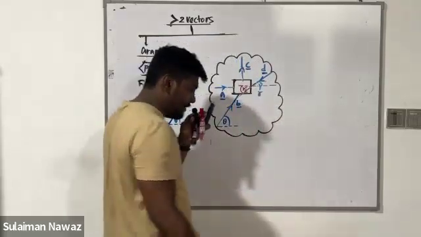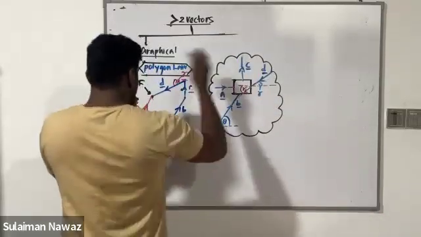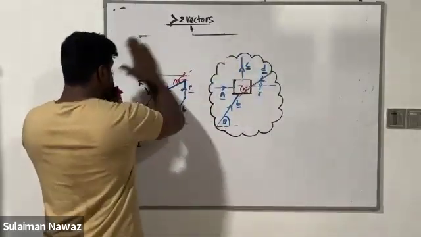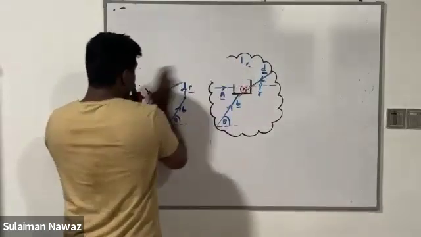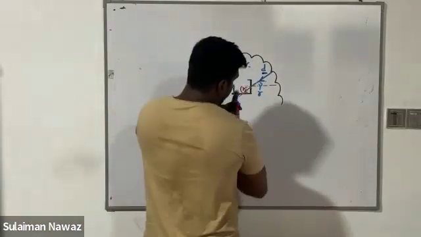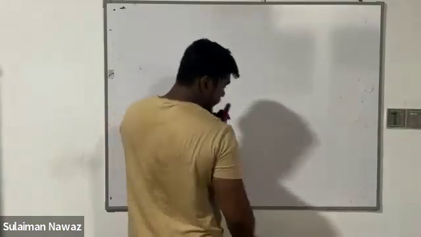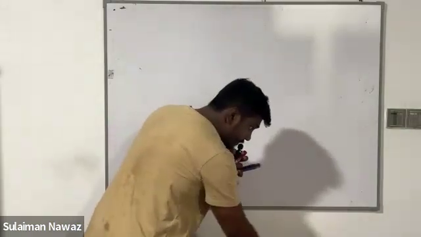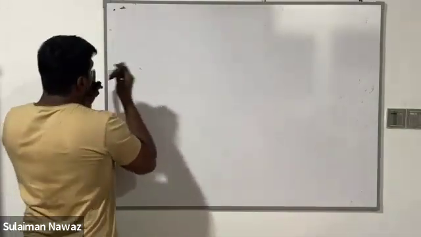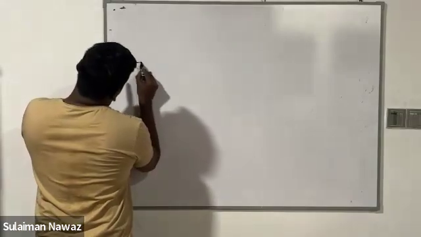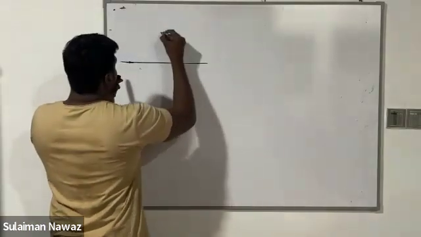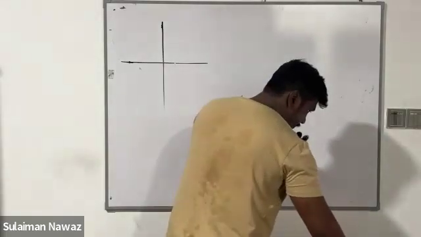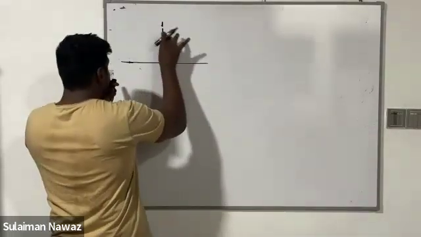For an example, look here. Graphical method is one. The second one is the calculation method, the equation method. Now they have given four vectors, let's say P1, P2, P3, P4.